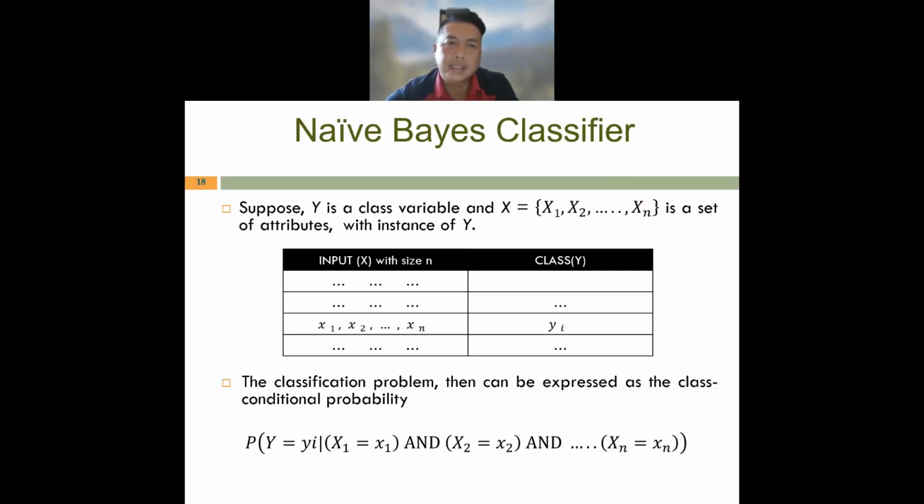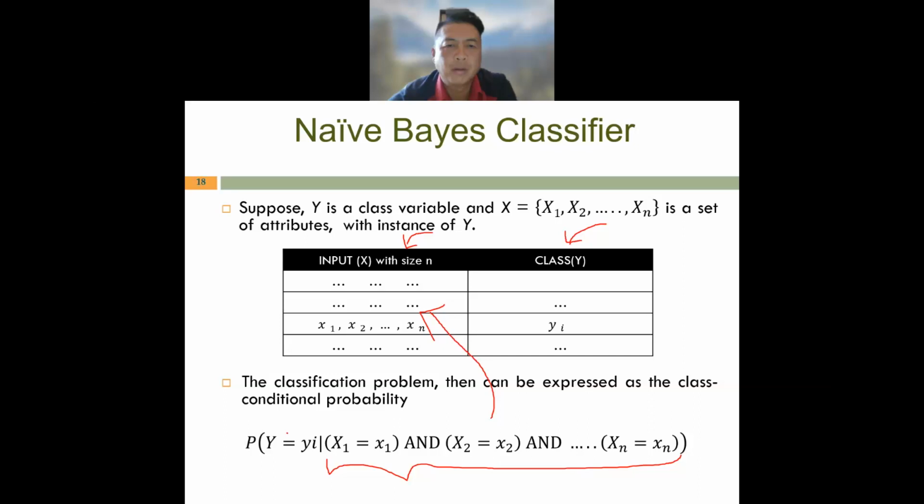In a naive Bayes classifier, suppose y is a class variable and x is a set of attributes. So this is your class and this is your set of input. The classification problem can then be expressed as the class conditional probability. We are looking at all the attributes that we have, and this is the class. Given the values of all your attributes here, what is the probability of having class y?